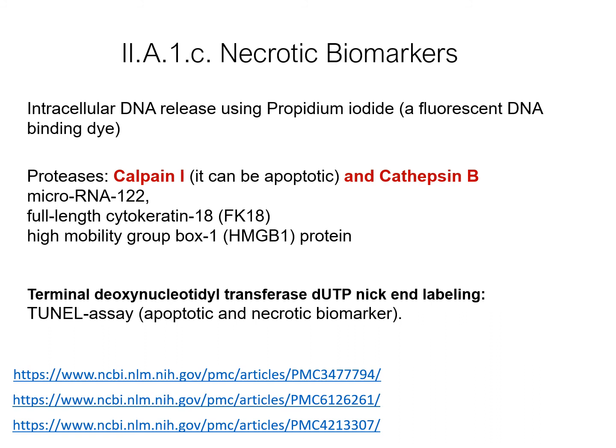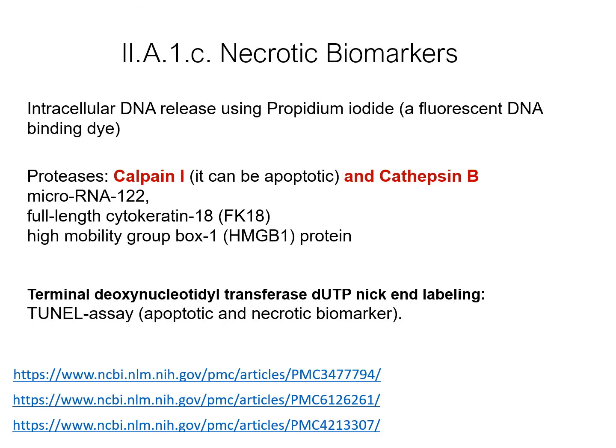There are a few others that are less known, but right now are getting more attention. Those are not particularly tested in brain necrotic pathways, but in other tissues such as liver reperfusion and ischemia. Those include microRNA 122 activation, full-length cytokeratin 18 or FK18, and the high mobility group box 1 protein, HMGB1.